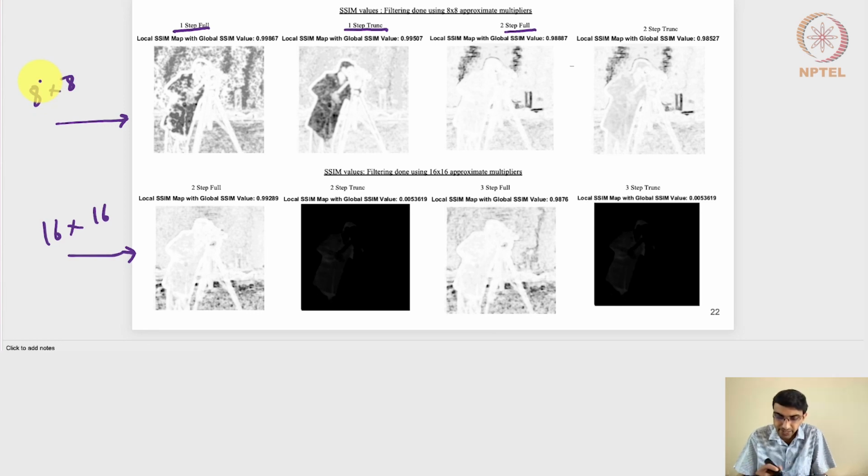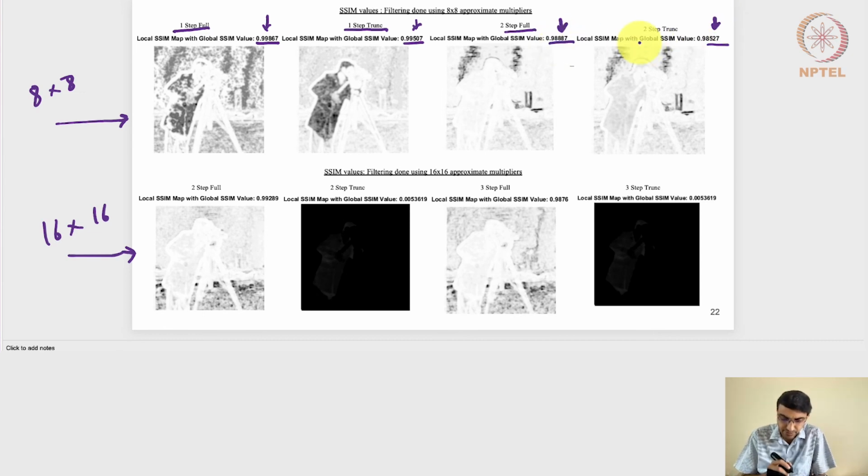For the 8-bit multiplier, you can easily see that the SSIM value turns out to be 99%, 99%, 98%, 98%. For the 1-step, if I apply the approximate compressors without doing the truncation, this will be the highest. If I apply the truncation, it will be slightly less than the previous value. For 2-step, if I apply the approximate compressors, it will go down to 98%. 2-step application of the approximate compressors along with the truncation will give me 98%, even lower than this, right?